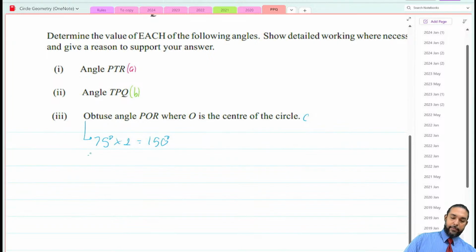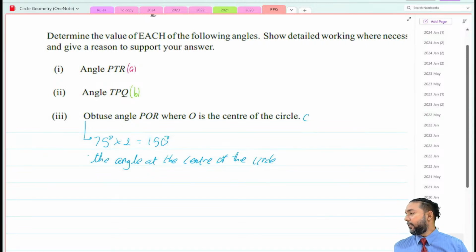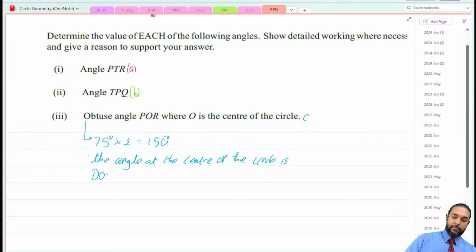And this is because the angle at the center of the circle, sorry about this crap writing, is double the angle at the circumference.